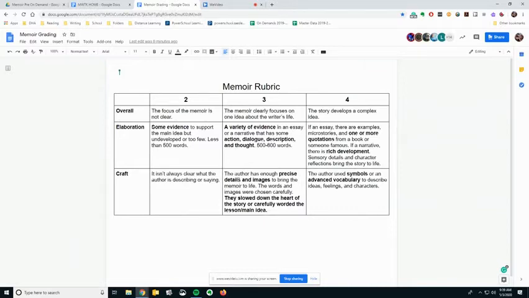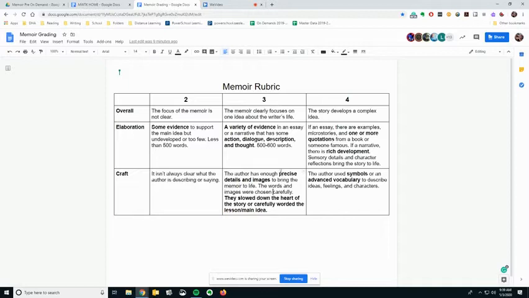Let's first be clear about what we're shooting for. To get a 3 for craft, we're looking for a couple things. The first is precise details and images to bring the memoir to life. And the second is that if it's a narrative, the author has slowed down at the heart of the story, the most important part. Or if it's more of an essay, carefully worded lesson or main idea.